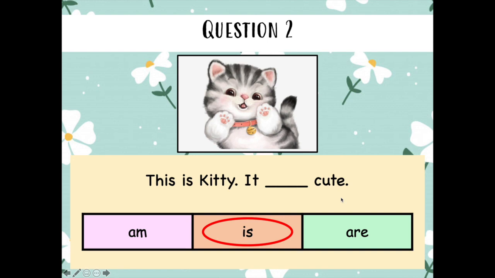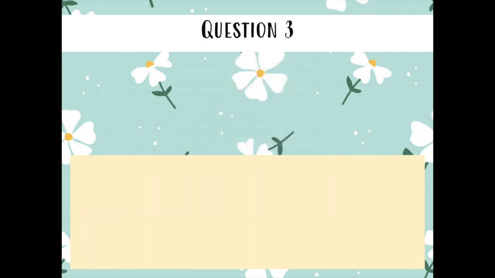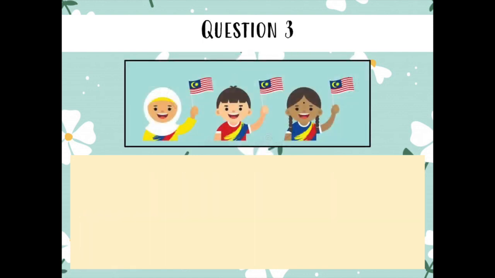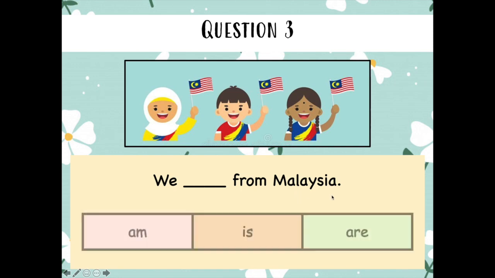And the last question for activity 1, question 3. Okay, let's look at this picture. So there are 1, 2, and 3 children there. This is the sentence, we blank from Malaysia. So let's look at the subject pronoun here. It is we. So we is only for plural noun.